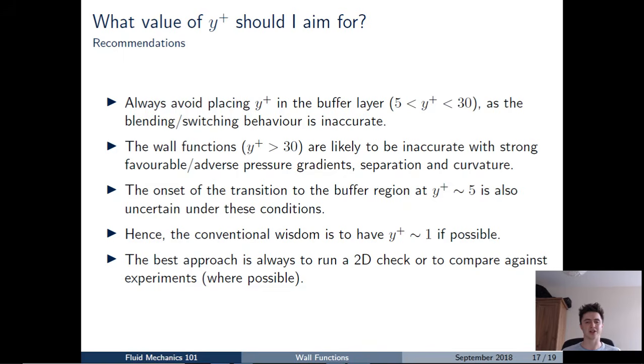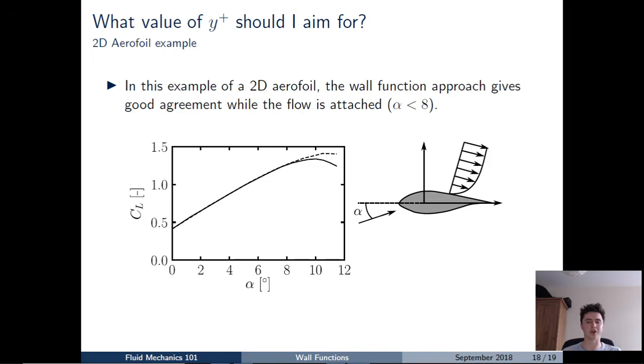One piece of advice, which is always very good, is if possible to run a 2D check or to compare your results against experimental measurements to see how well your wall modelling approach is capturing the flow physics. And just to give you a quick example of that, what we've got here is a 2D aerofoil. So this can represent a slice through your 3D wing or 3D wind turbine or compressor blade, and you can use the 2D simulation to investigate the accuracy of the wall function and the wall resolved approaches, because we can use a much finer mesh.